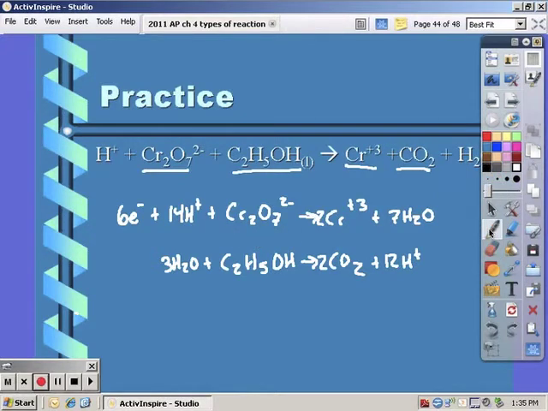I'm going to do the same thing for the bottom reaction. I have no charge on the water and no charge on the C2H5OH. So I need the products to equal 0, so I need to add 12 electrons. Notice the electrons do not cancel out though, so I'm going to have to multiply that top reaction by some number to give me 12. So I need to multiply that whole top reaction by 2.